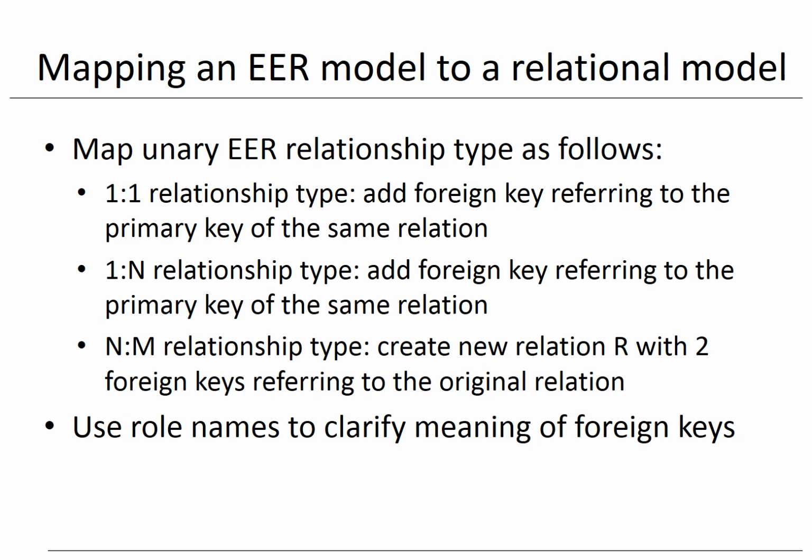N-ary or recursive relationship types can be mapped depending upon the cardinality. A recursive one-to-one or one-to-n relationship type can be implemented by adding a foreign key referring to the primary key of the same relation. For an n-to-m recursive relationship type, a new relation R needs to be created with two not null foreign keys referring to the original relation. It is recommended to use role names to clarify the meaning of the foreign keys.